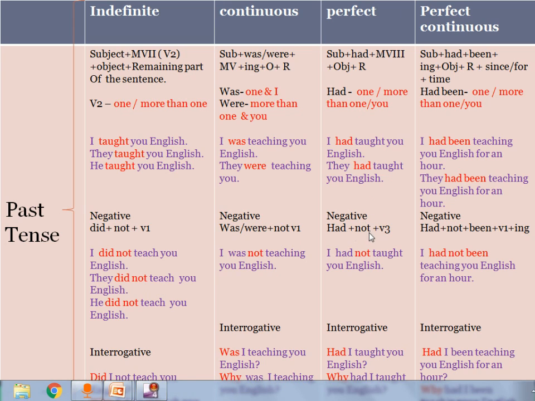For negative, we use not just after had. I had not taught you English. Not is here, had as the helping verb, and the third form of the verb, taught. It is the third form of teach, taught. So we can say the sentence belongs to past perfect tense. And in interrogative, we use had as a helping verb before the subject.